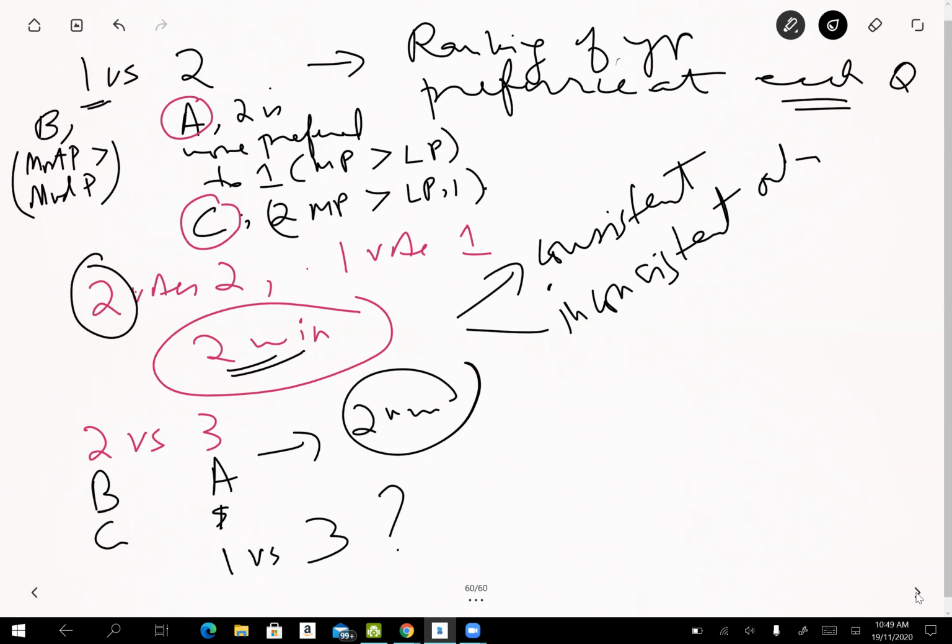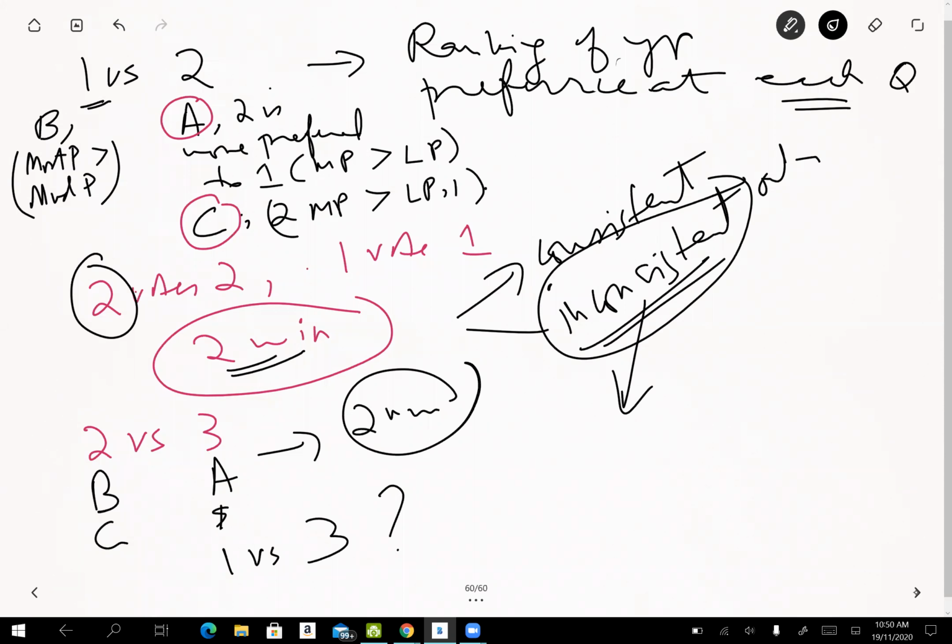Now, we say that sometimes the outcome can be inconsistent. In other words, I may have 1 against 2, 2 wins. 2 against 3, 3 wins. 1 against 3, 1 wins. So you see, there will be no clear winner. You win in one election, but you cannot win with another option. So why do you have inconsistent outcomes? The reason is your preference. The preference will have double peak preference.